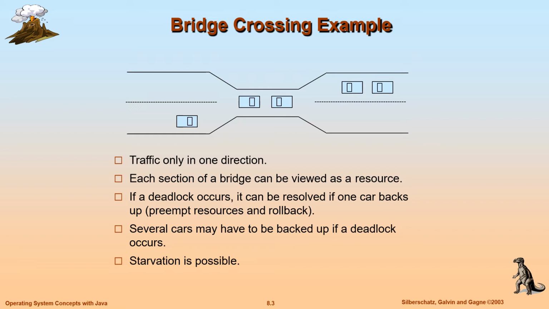Let us see the bridge crossing example. Traffic is only in one direction. Each section of the bridge can be viewed as a resource. If a deadlock occurs, it can be resolved if one car backs up, or we preempt resources and roll back. So one car should be removed. Several cars may have to be backed up if a deadlock occurs. This situation is called starvation.